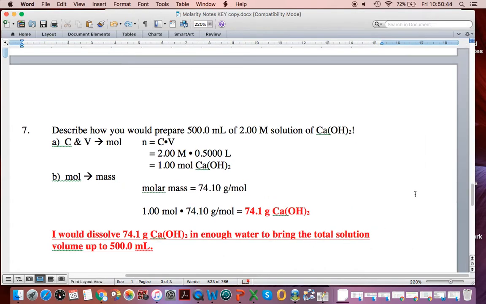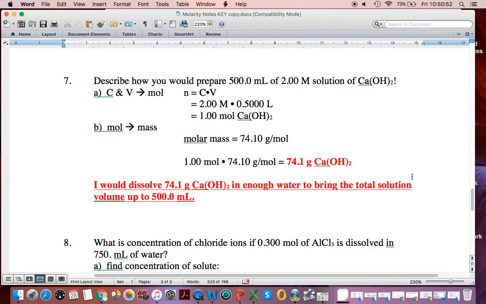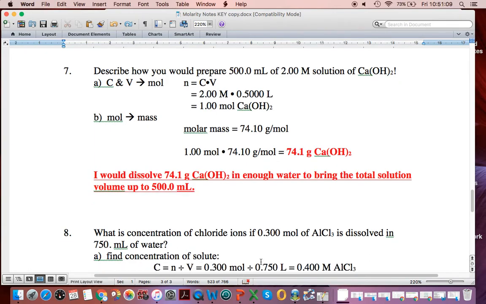Number 8 turns out to be an incredibly straightforward question. Important in this section on the mole, important in solutions, and really important next year as well. It wants to know the concentration of chloride ions in this solution, 750 mL of water. Now, aluminum chloride is soluble. So what we have to do is we're going to have to get our concentration of solute from our volume and concentration. Notice 750 mL becomes 0.750 liters. So we're starting with 0.400 big M AlCl3. So that's the first step.